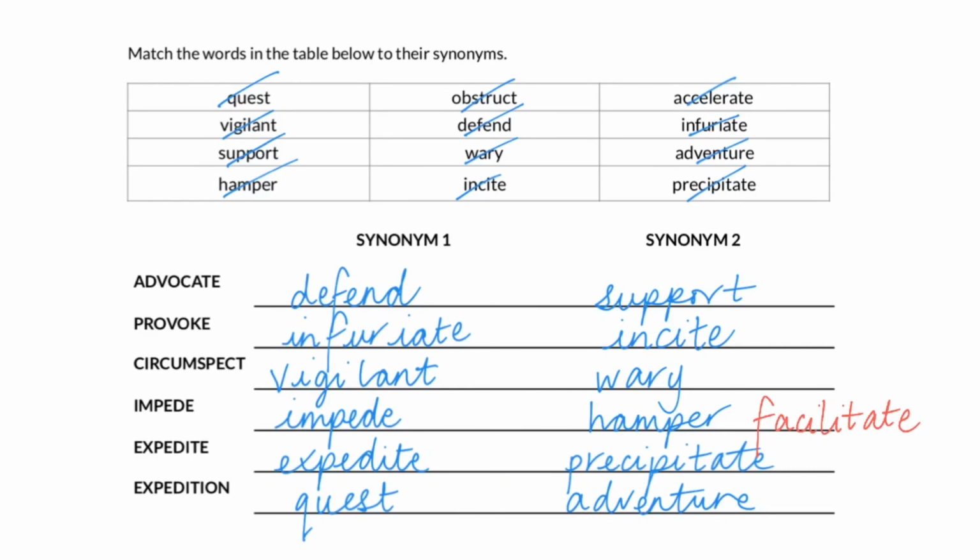And then audacious, that's when you're very bold. That would go with circumspect as its antonym. So if you're audacious, you're reckless, you jump in. If you're circumspect, you stand back and you watch.